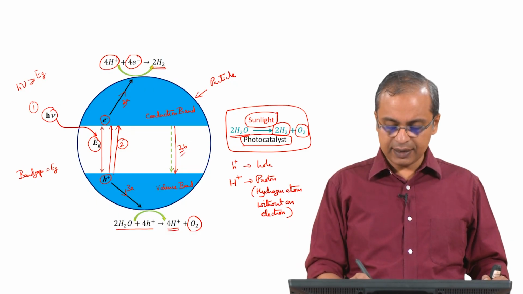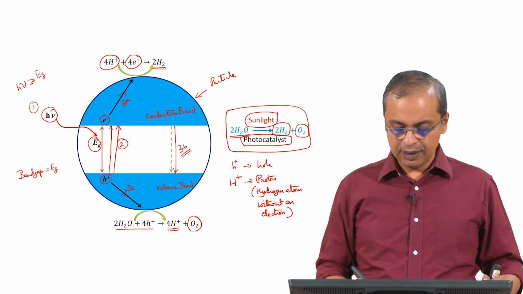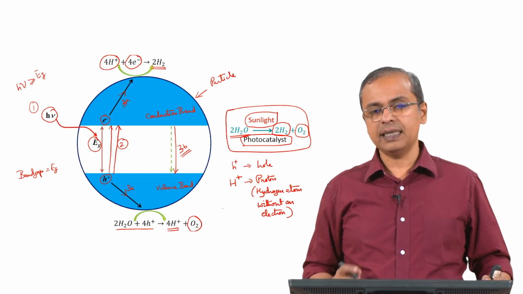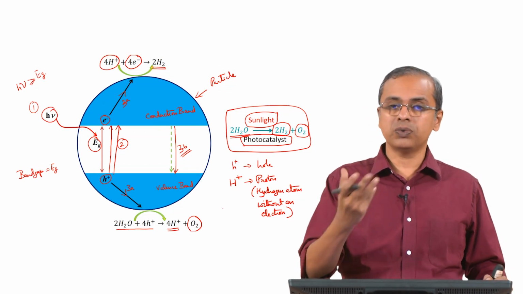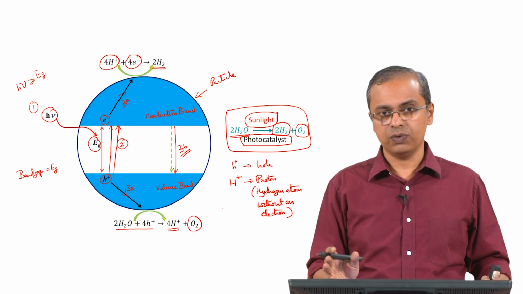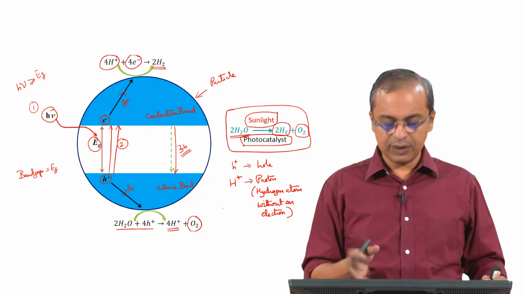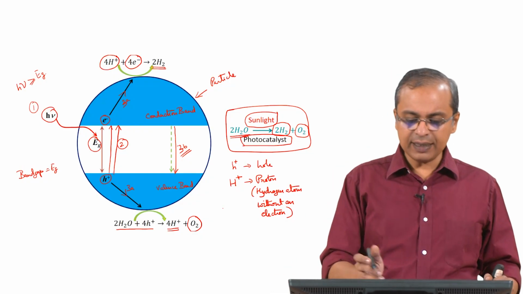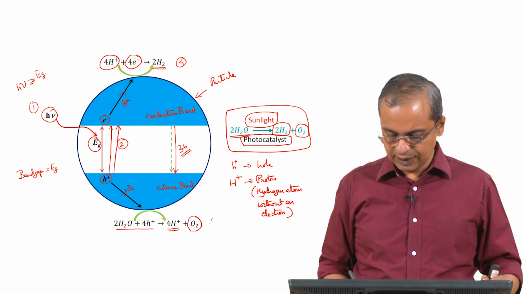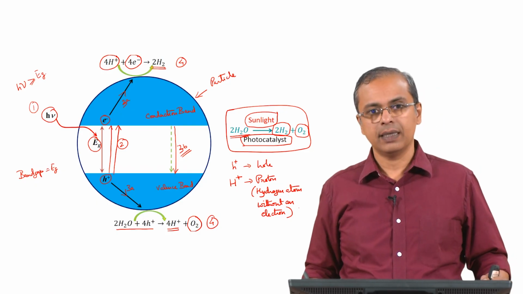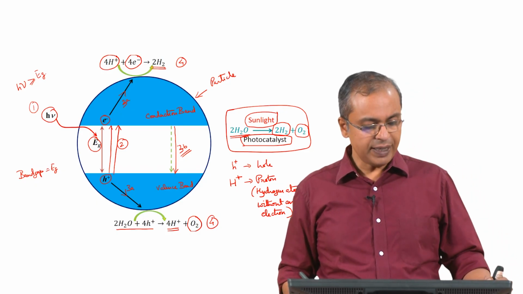So this recombination, 3B, is a loss in the sense that you used the photon to create this electron hole pair, but you could not use that electron hole pair to do anything useful. You lost the electron hole pair. So 3B is a loss, and then the final thing that happens is 4, which is the reaction. So these are the various steps.